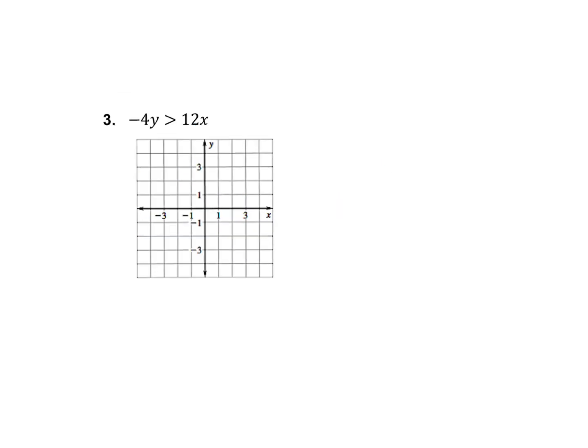All right, so question number 3, we have -4y is greater than 12x. Well, in this case, we don't have that y all by itself. So let's divide by -4. So that cancels out. And now you have to remember from back in chapter 6, when you multiply or divide by a negative, you have to flip that inequality symbol. We just divided by a -4, so I'm going to flip my inequality sign. And then 12x divided by -4, we have -3x.